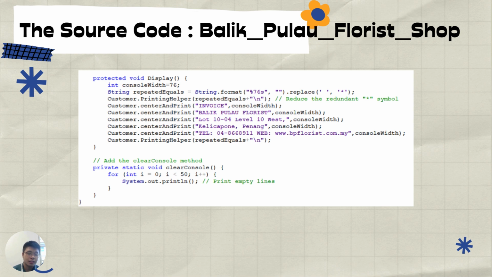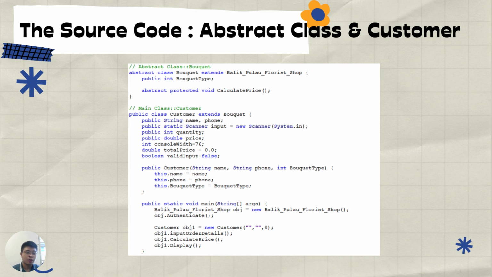We declare it as private because this method can only be accessed by this superclass. The clear console method is purposely there so that we can display a blank line. Alright, so that's all. And the second will be the abstract class.